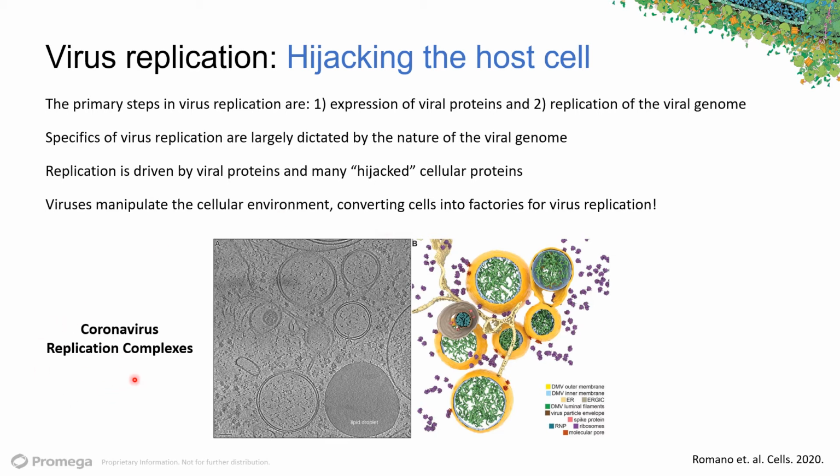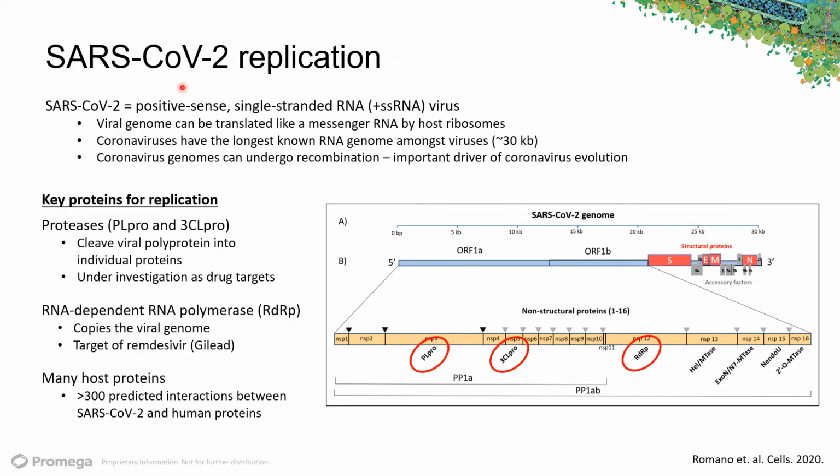So here is an example of images taken directly from a coronavirus infected cell, where we see the virus has established these really unique replication complexes. These are like little mini factories where the virus is producing more viral RNA to be assembled into new viral particles. And so some more specifics then on SARS-2 replication.